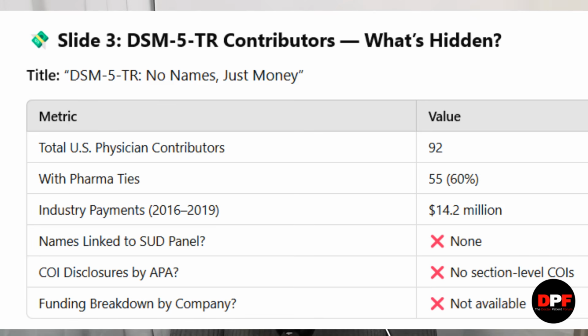So let's go back to the DSM-5 TR a little bit. You heard Lisa Cosgrove talking about it. After the backlash over the DSM-5's hidden industry ties, you would think the next edition would clean things up. And as you heard from Lisa Cosgrove, it didn't. The transparency just got worse in some ways.